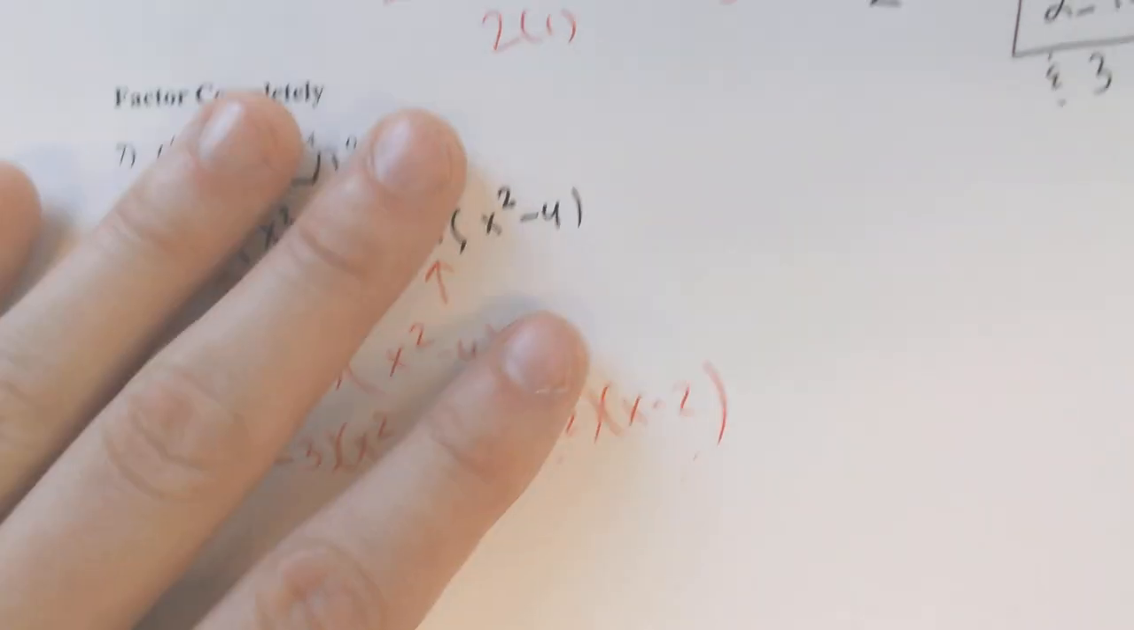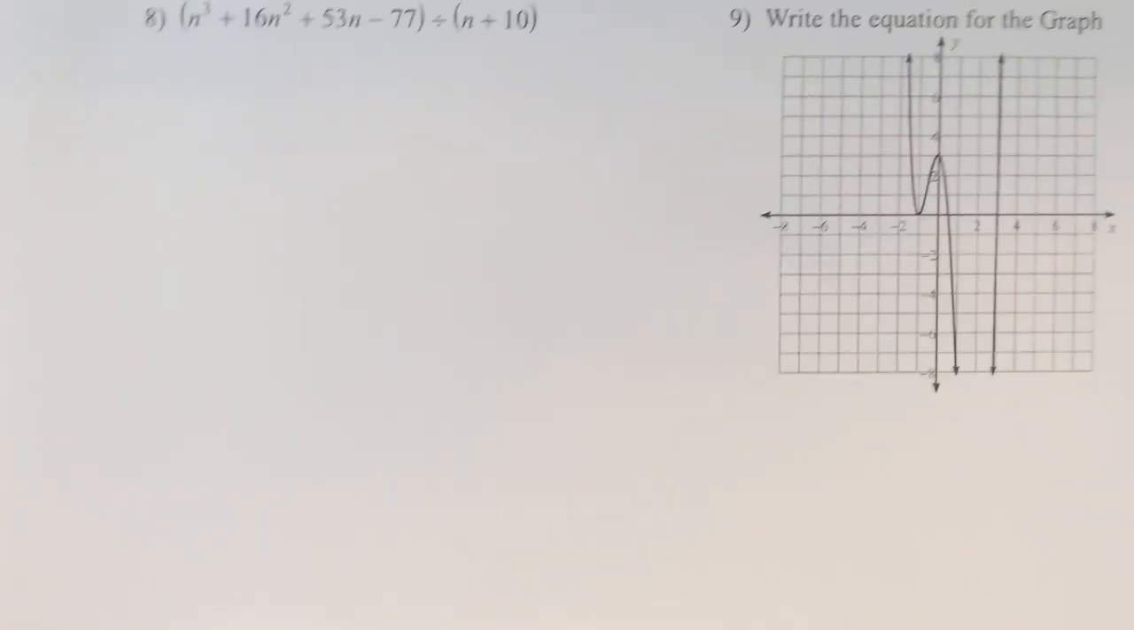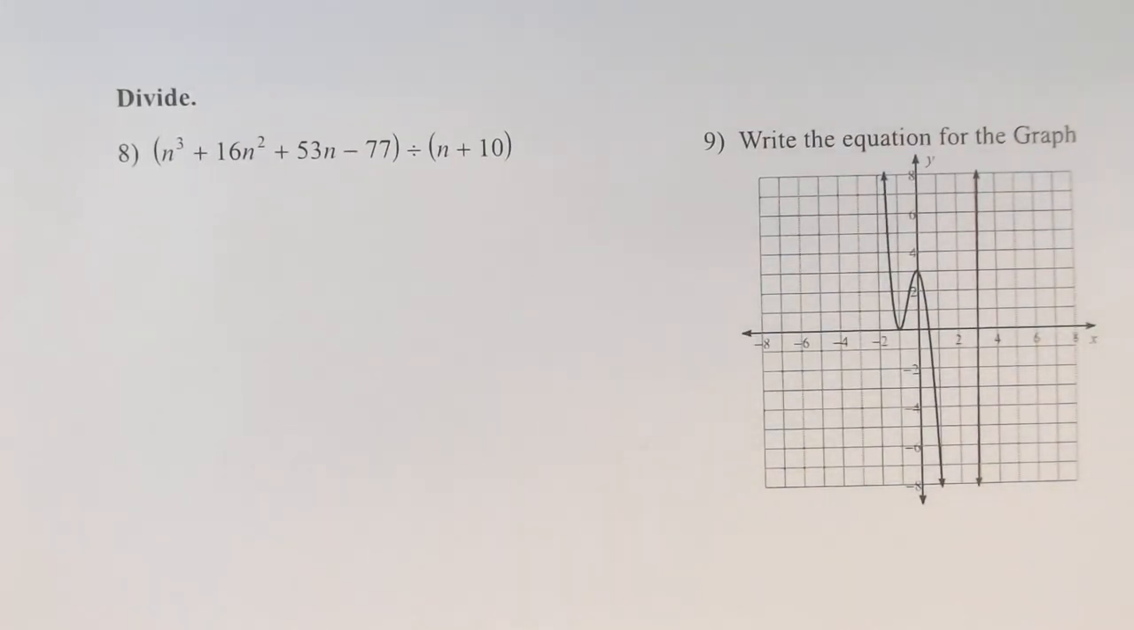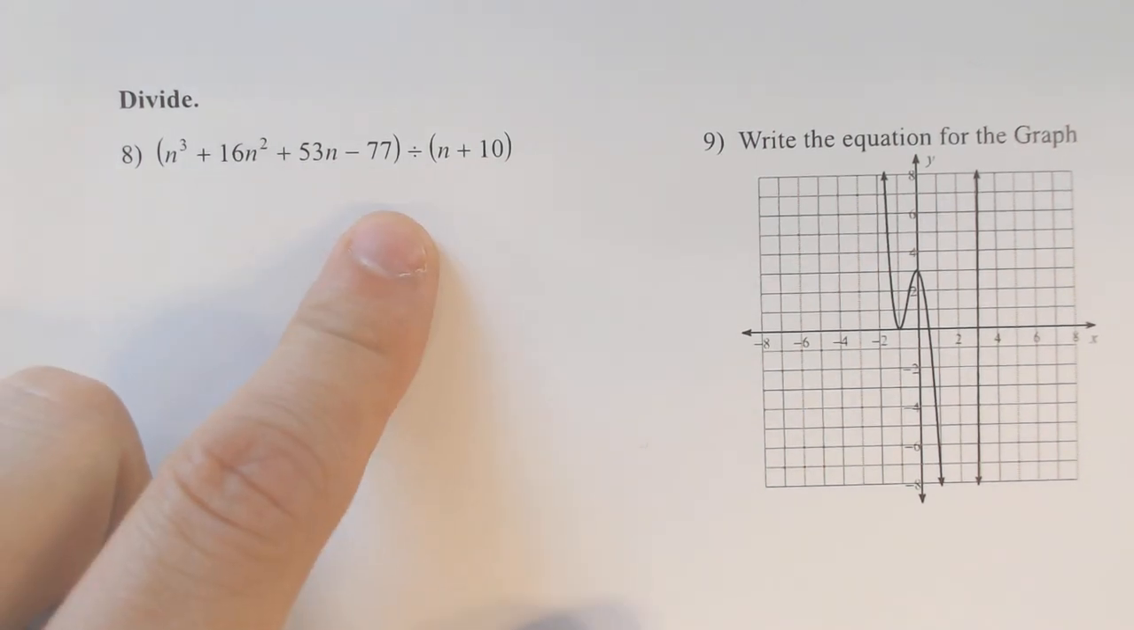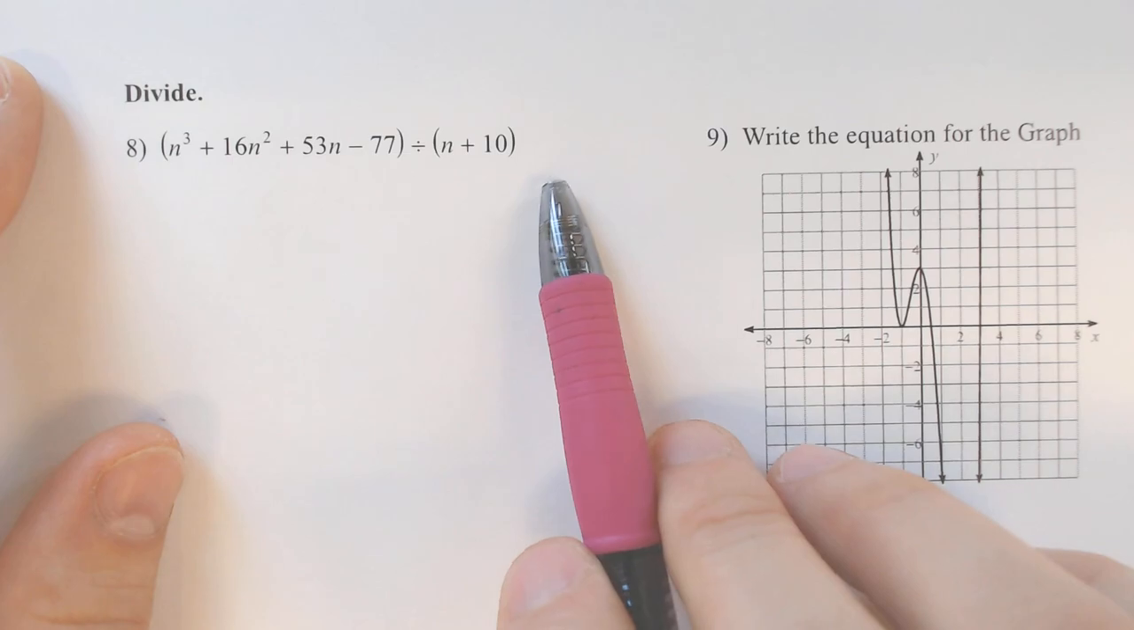Okay? I think we got one more page. We do. Oh, I'm sad. There's a total of 11 problems. I think they're going to start going quicker. This next one is just divide. We got to divide this by n plus 10.